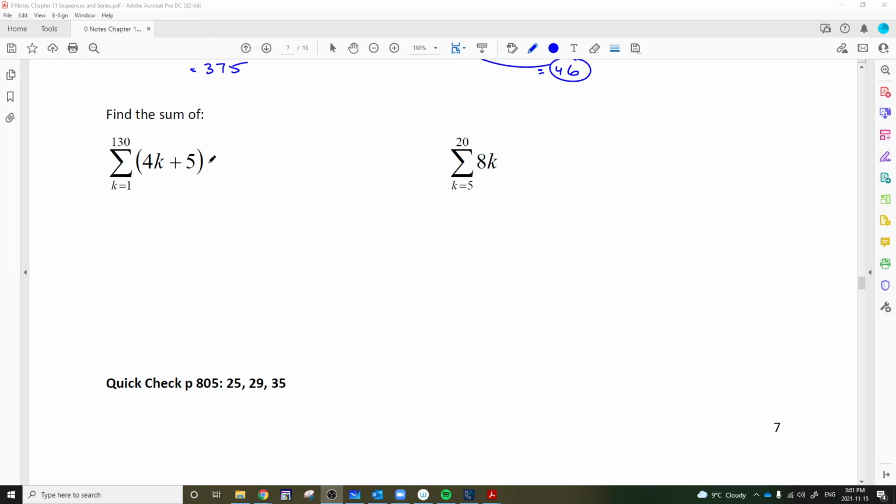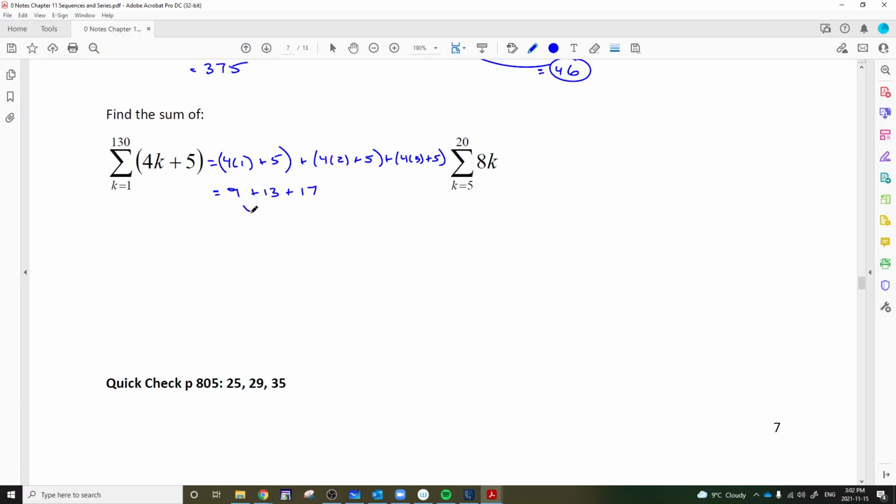So if we plug in k as 1, we've got 4 times 1 plus 5, so this is the first term. The second term would be 4 times 2 plus 5. The third term would be 4 times 3 plus 5. And let's just check. The first term would be 4 plus 5, which is 9. The second term is 8 plus 5, which is 13. And the third term is 4 times 3, which is 12, plus 5, which is 17.